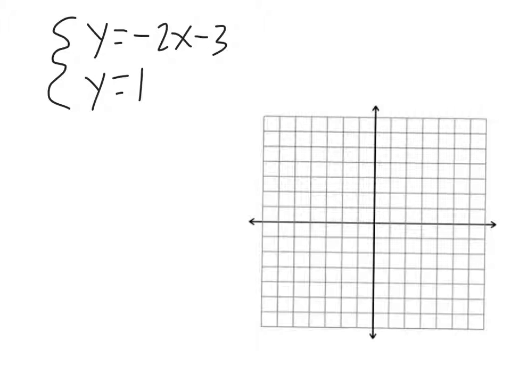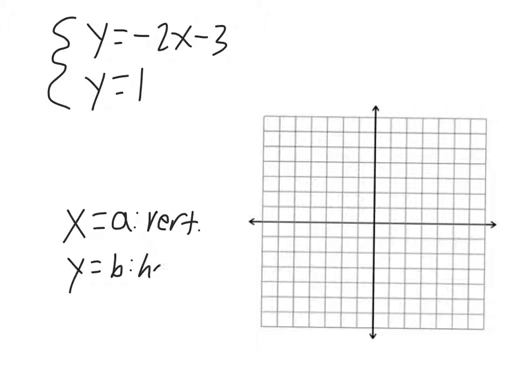So notice with this one, we have y equals -2x minus 3, and then y equals 1. Remember, back when we first learned graphing, if you have x equals some number, we'll call it a, then that's going to be a vertical line at whatever a is. And if you have y equals b, it's going to be a horizontal line at whatever b is.